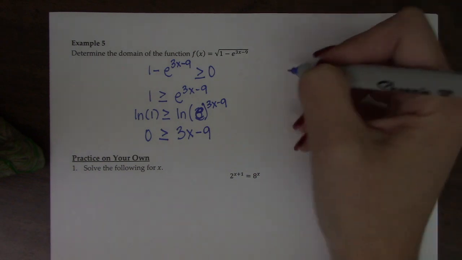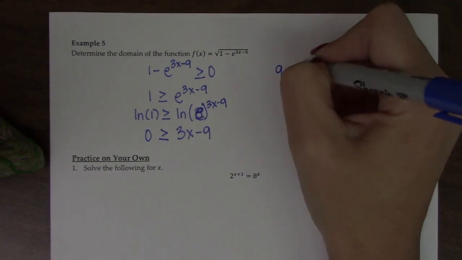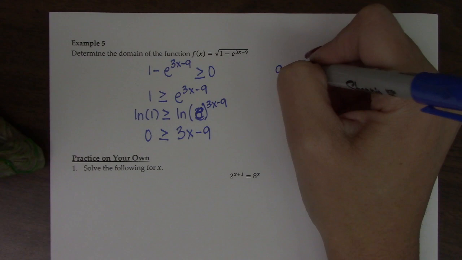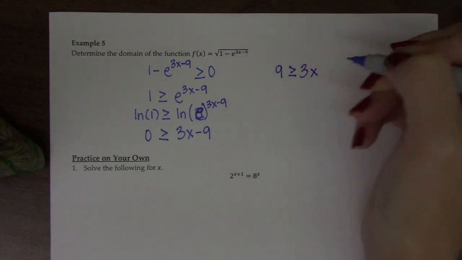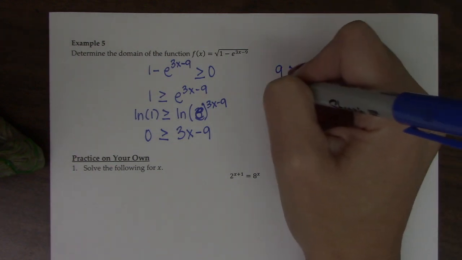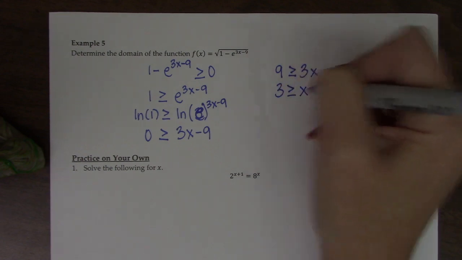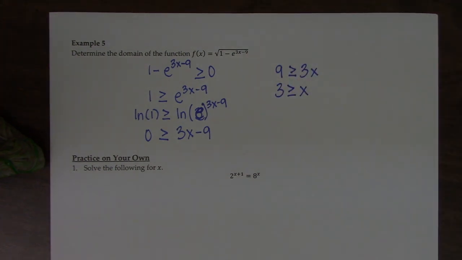Now I'm going to add 9 to both sides, and I'm going to divide both sides by 3. So we're getting that x is less than or equal to 3.